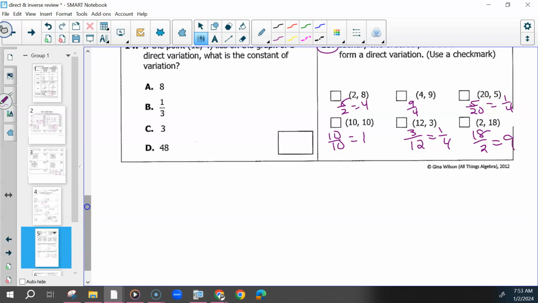So of these, which are the same? 5 divided by 20 and 3 divided by 12. So those would form a direct variation. Right. Main thing, make sure you either label which one is x, which one is y, and that you're dividing y divided by x, not the other way around. Do we have any other questions on this page?